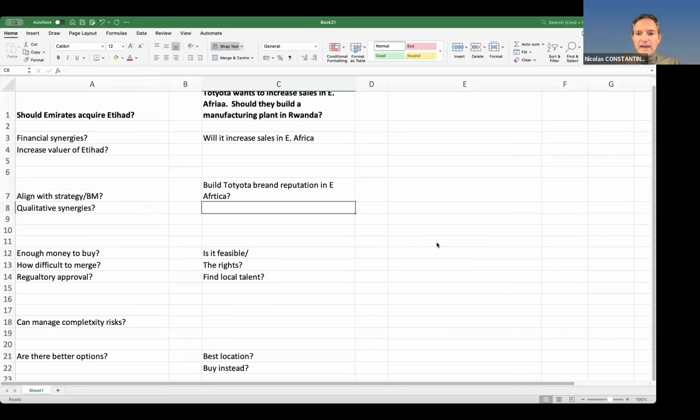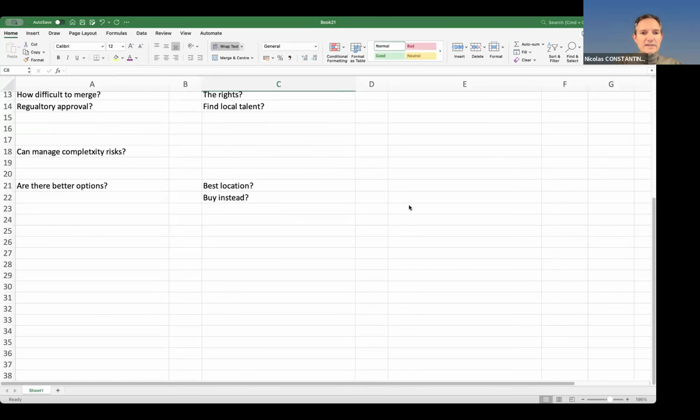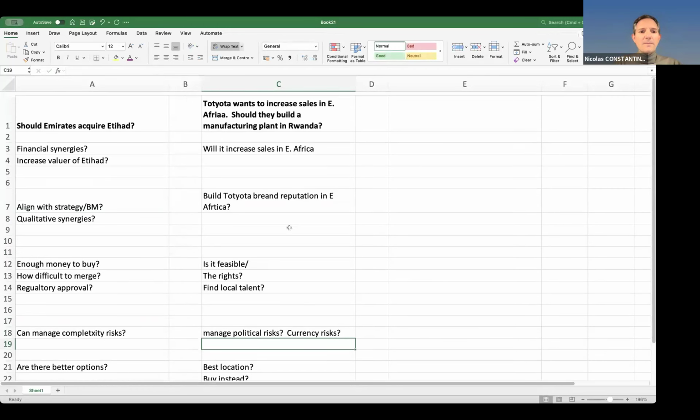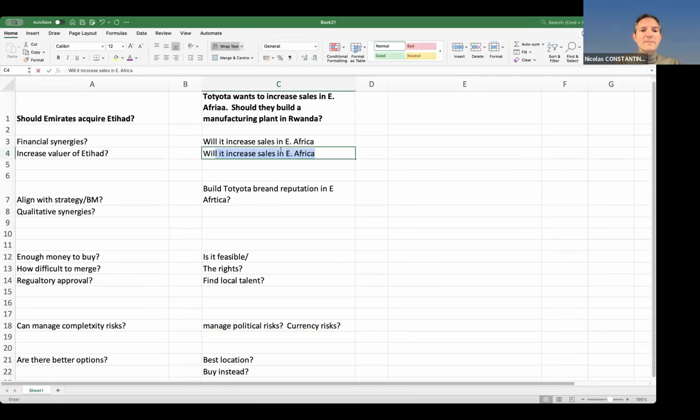And is Rwanda the best option? Is there an option of M&A or organic growth? That's buy instead. What about, can we manage the political risks? Can we manage the currency risks? Okay, good. And basically, will it be profitable to do this?